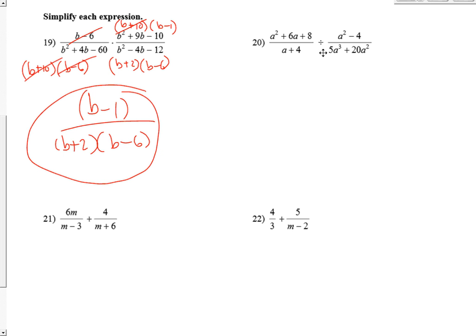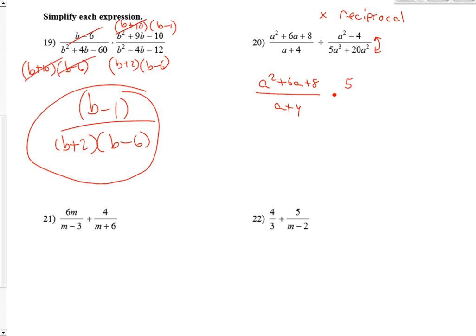For number 20, this is a division, and we need to remember the rule of dividing fractions when you're not using a calculator. Well, the rule is to multiply by the reciprocal. And to multiply by the reciprocal, that means I'm going to take (a squared plus 6a plus 8) over (a plus 4), I'm going to multiply, and I'm going to take this fraction and flip it. I'm not going to change anything about it other than the numerator is now the denominator.